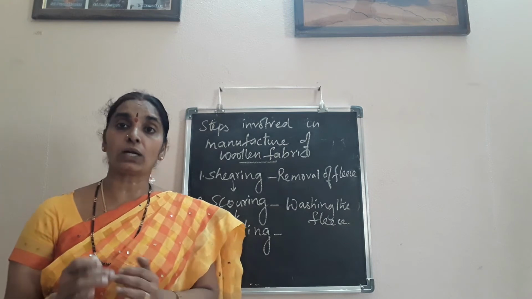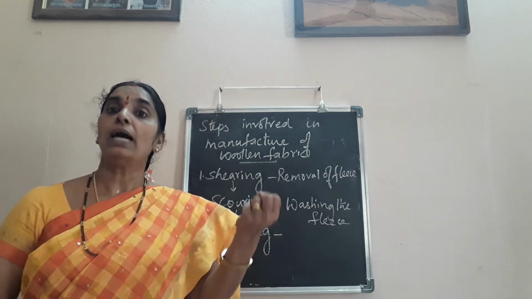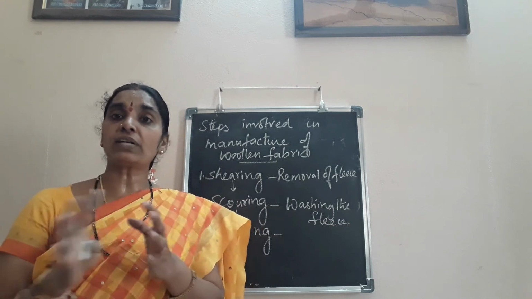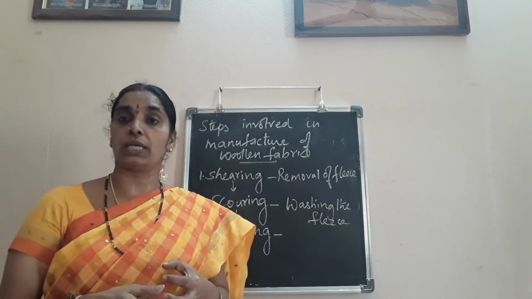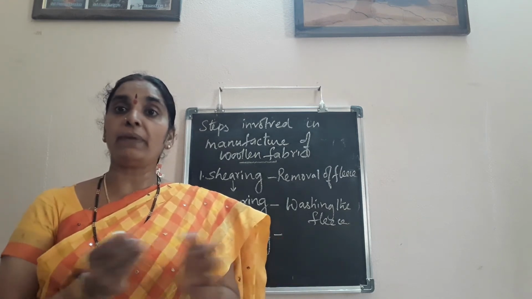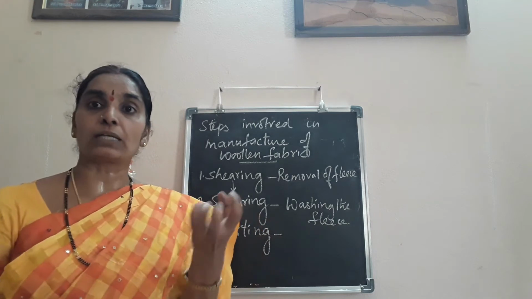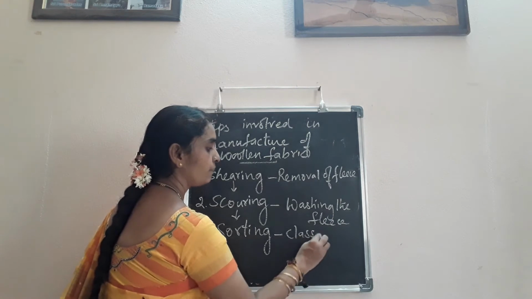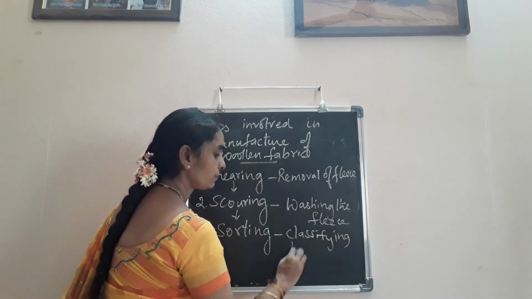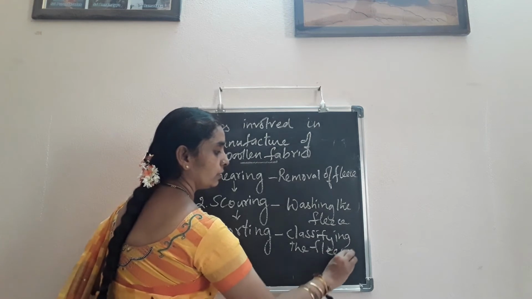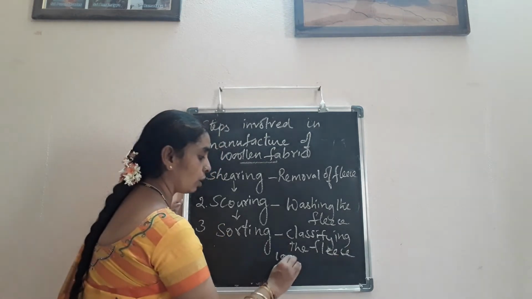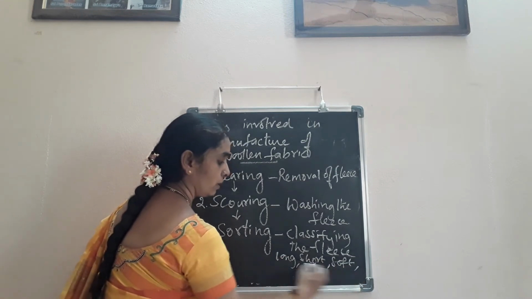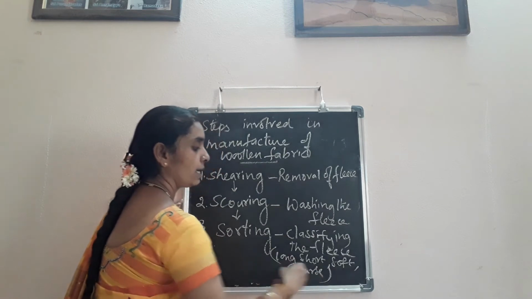They are sorted according to their size, shape, and structure: long, short, soft, rough. These are the different types of fleece that we get from the sheep. They are sorted accordingly and made into different groups, which are called piles. So this is the process of classifying the wool or the fleece according to long, short, soft, rough, coarse. In that manner, it is classified.